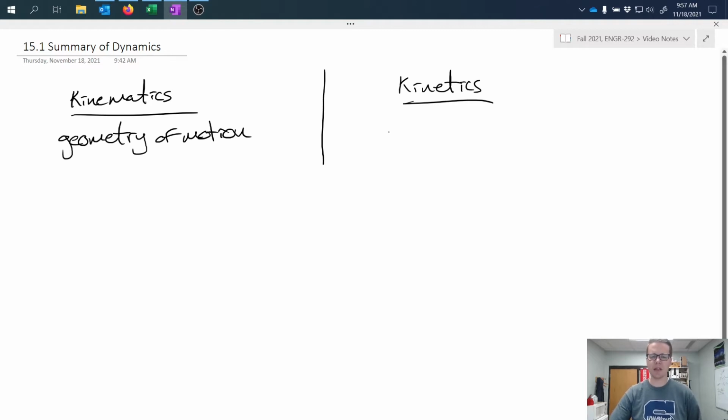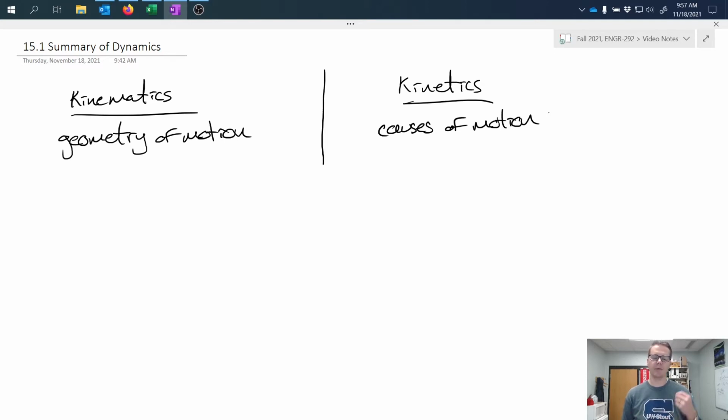Kinetics, on the other hand, refers to the causes of motion. For there to be motion, there has to be something producing that motion. And that's where we start to talk about kinetics and how forces or torques or other inputs lead to motion of a particle or a rigid body.